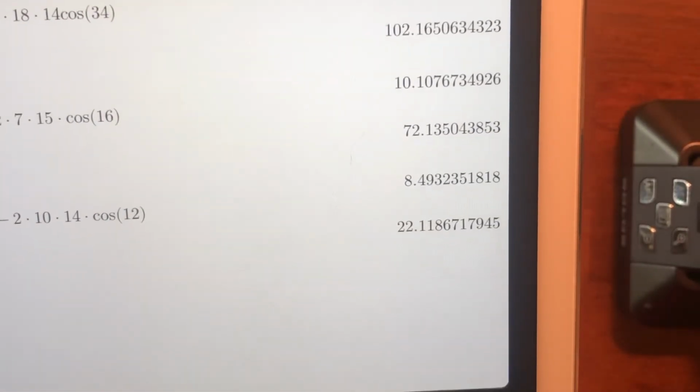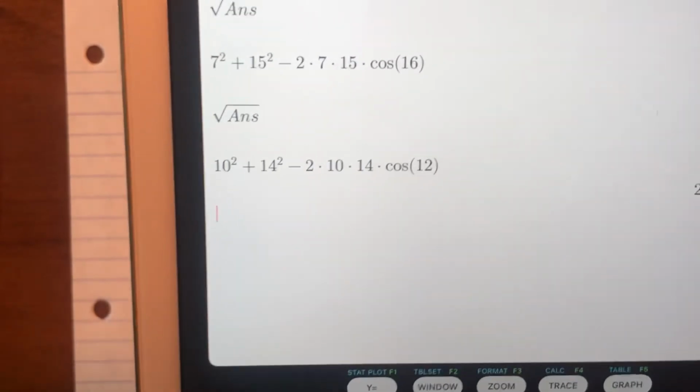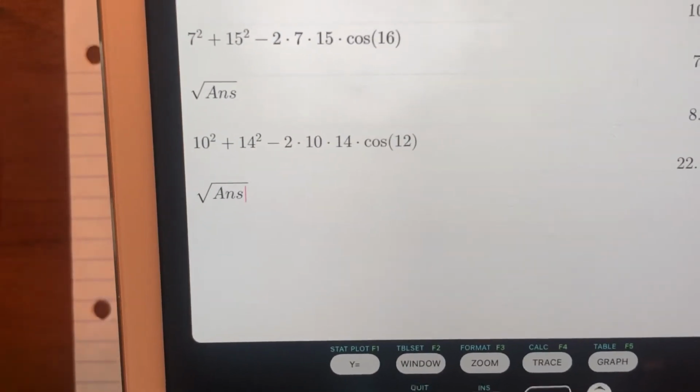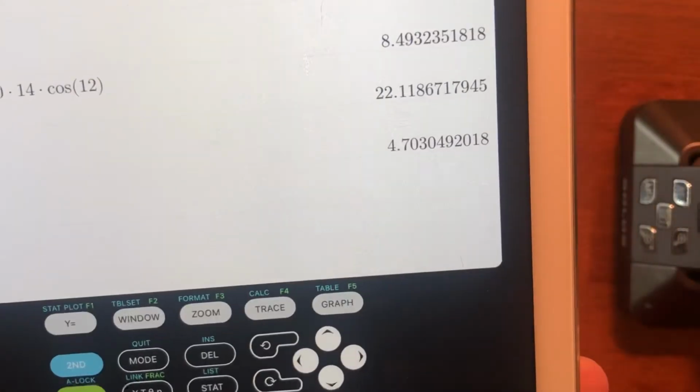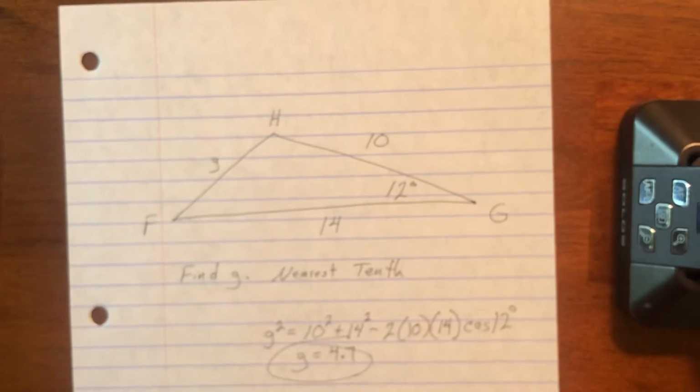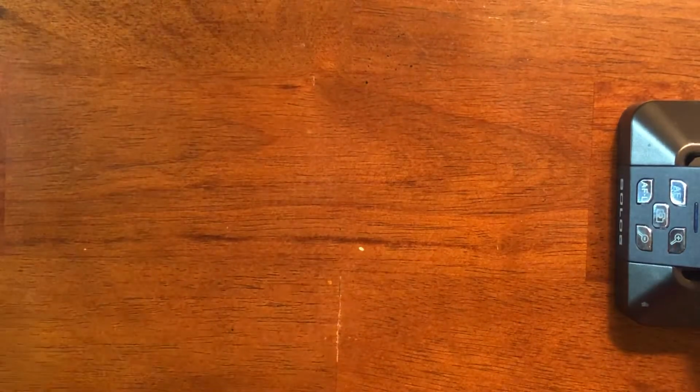I get 22.11, but I'm going to take the square root of that number. So the square root of the answer, 4.7, rounded to the nearest tenth. So G is going to equal 4.7. How'd you do? One more. How about this one?